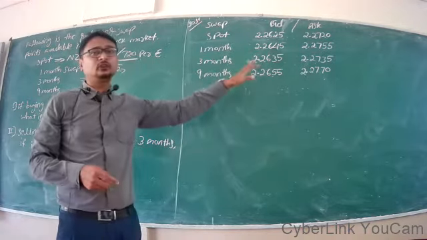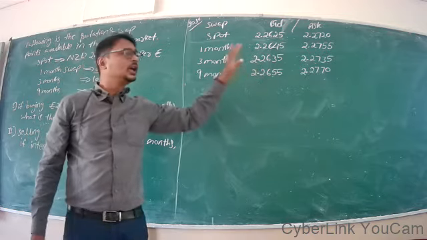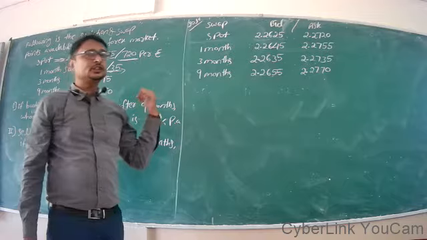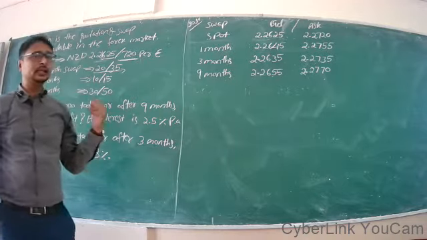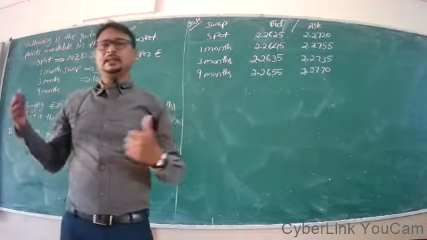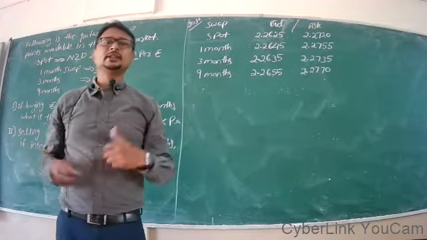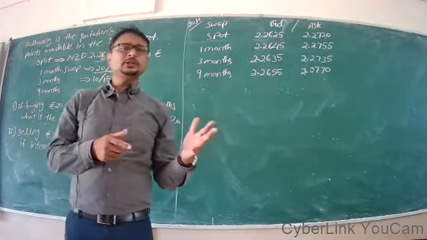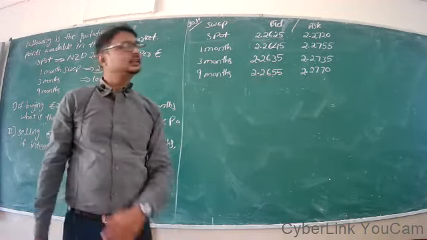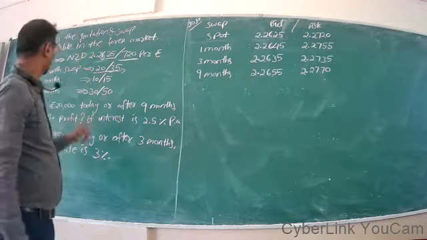So these are the forward rates or outright rates we have calculated from the given data. The given data is a two-way quotation between New Zealand dollar and euro, and the 1 month, 3 month and 9 month swap points are given. On the basis of the swap points, we have added them to the spot rate and calculated the forward rate. Now, go through the question.